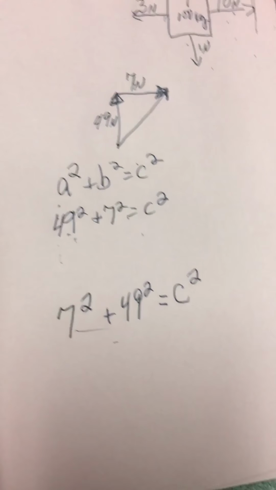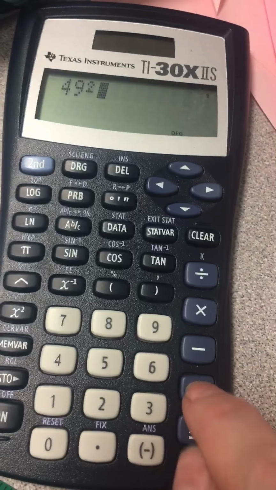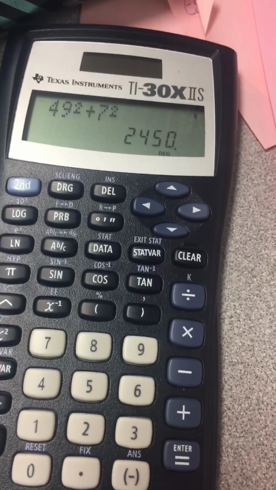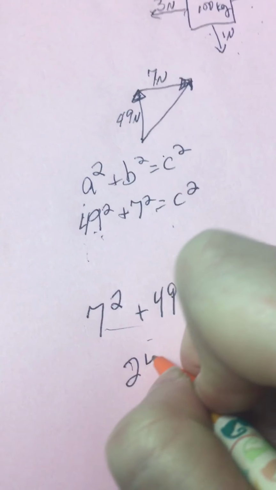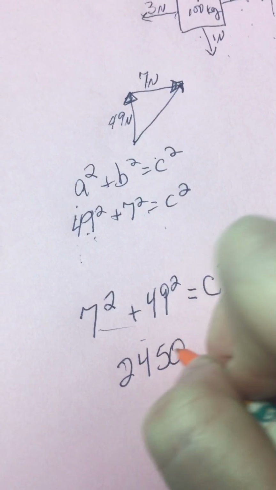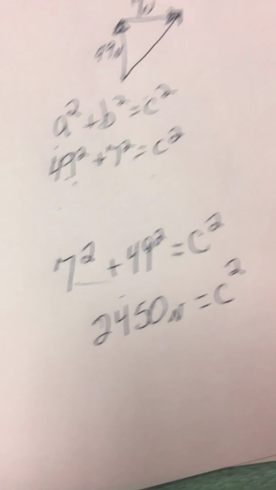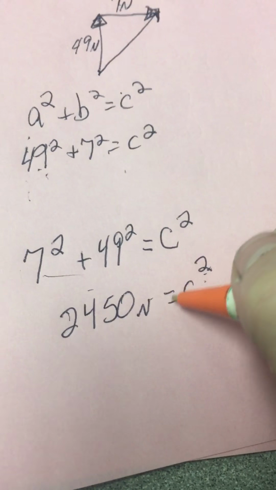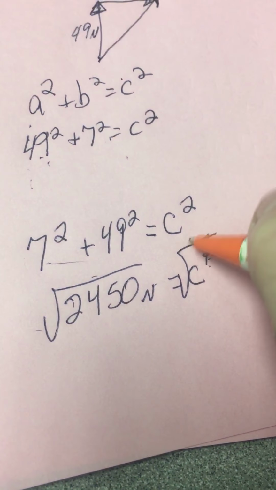And when I do 49 squared plus 7 squared, I get a total of 2450. So 2,450 newtons of force is equal to the square of my net force. So I need to get rid of that square. So I'm going to square root it to get rid of the square.